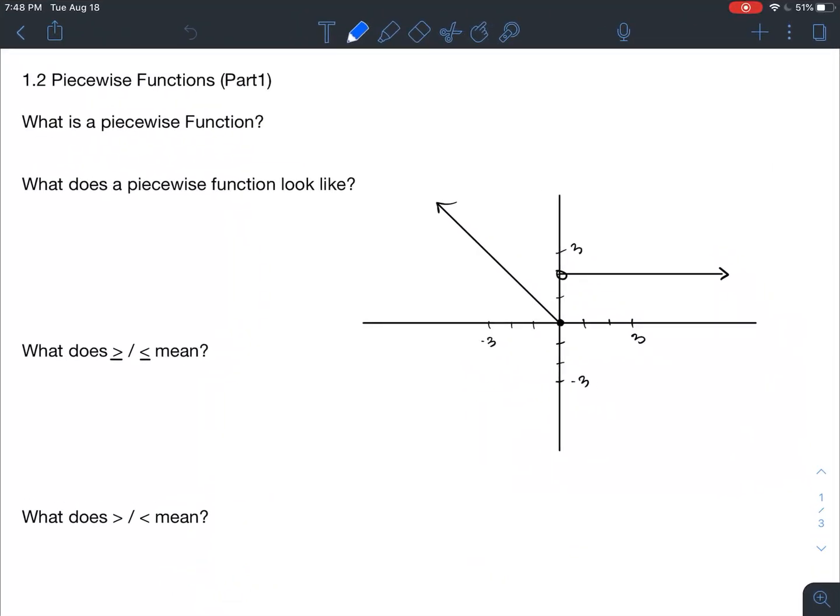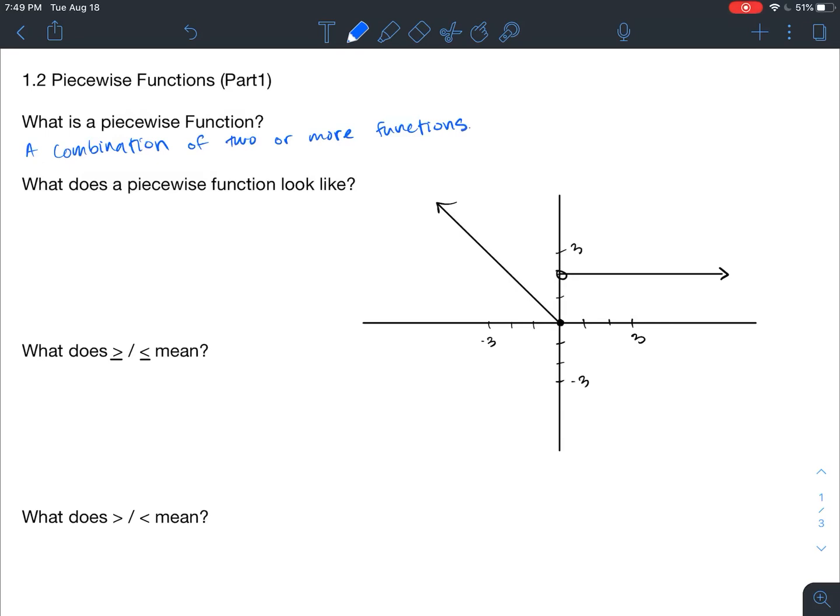This is section 1.2, Piecewise functions. So we've done a review of our linear functions, we covered absolute value functions, and now piecewise functions. So what is a piecewise function? A piecewise function is a combination of two or more functions.